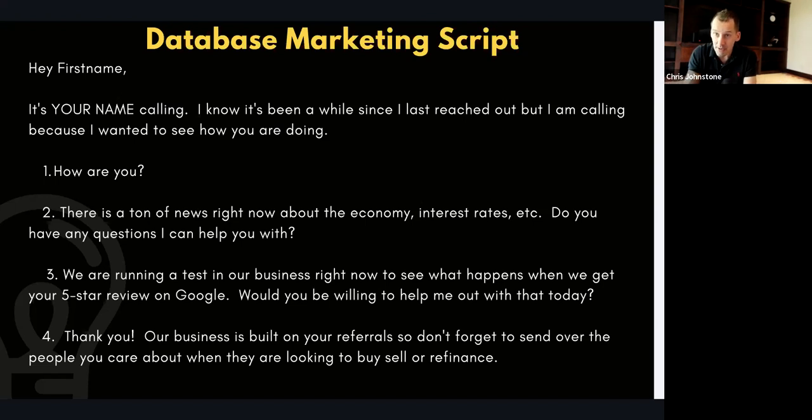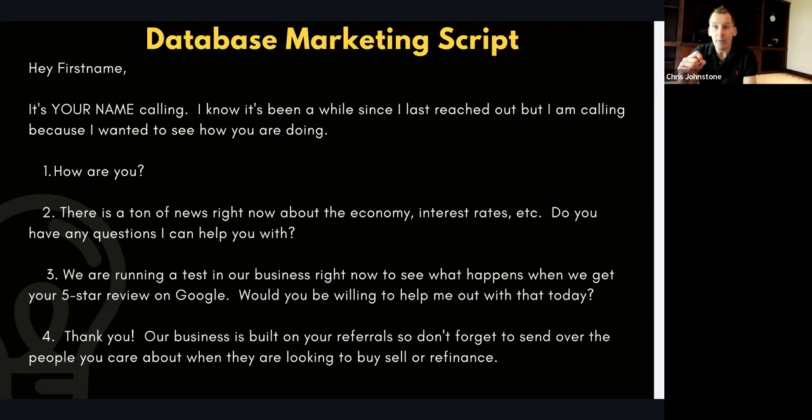We're running a test right now in our business to see what happens when we get as many 5-star reviews as possible, or when we get 5-star reviews on Google. Would you be willing to help me out with that today? There's a couple of really important prompts in there. Would you be willing to help me out is inferring the relationship, again, between you and the client. And then when you say today, it gives it a deadline of when you want that person to potentially help you with it.